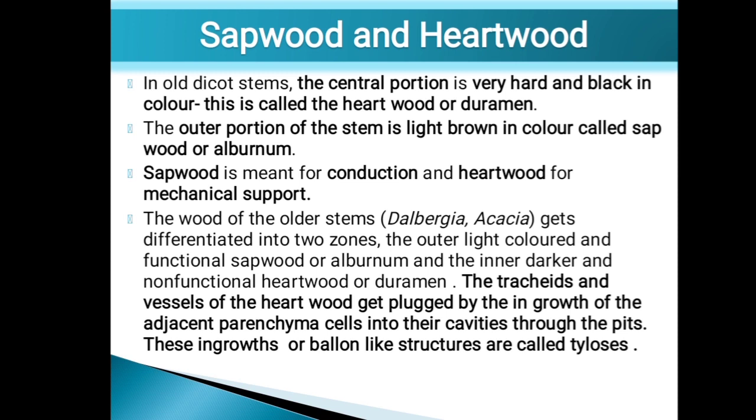Now the wood of the older stem, you can see in the Dalbergia, acacia and examples I have quoted here. There we can make out the outer light colored and functional sapwood or alburnum, and the inner darker and non-functional heartwood or duramen. The tracheids and vessels of the heartwood get plugged by the ingrowth of the adjacent parenchyma cells into their cavities through the pits. These ingrowths are balloon-like structures called tylosis, that I will show you in the next image.